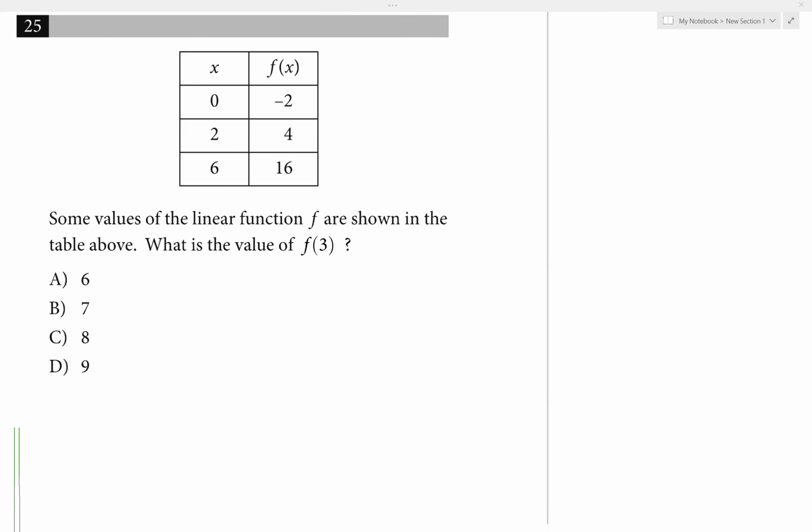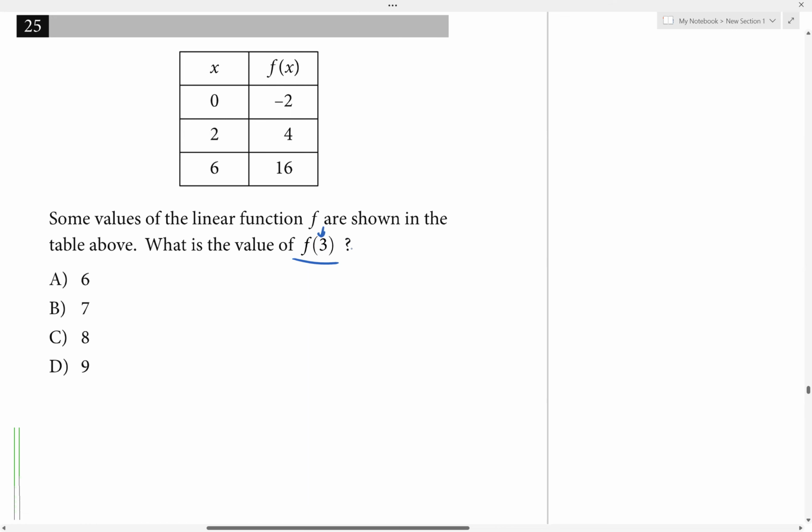All right, number 25. Some values of the linear function f are shown in the table above. What's the value of f of 3? Okay, so we're looking for f of 3. This is in function notation, but f of 3 is pretty much the number in the parenthesis, that's the x value. And what we're solving for is the y value.